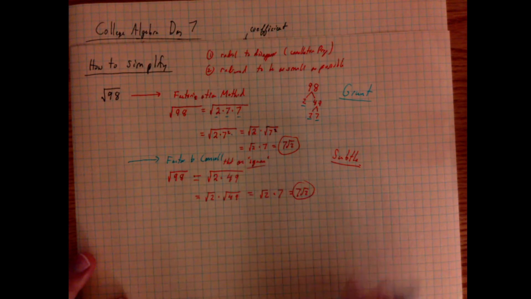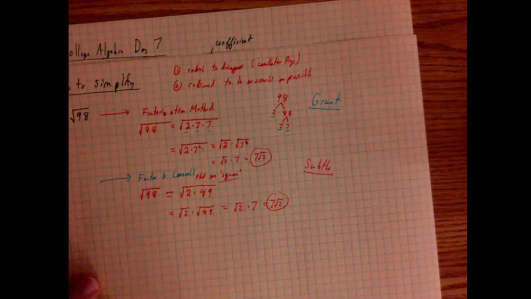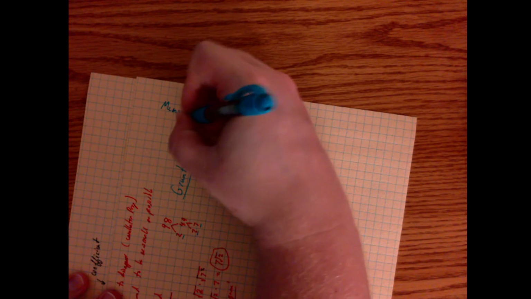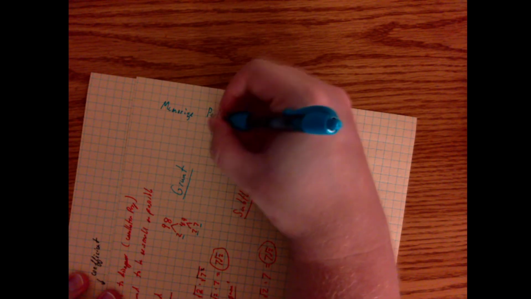But again, it takes a little bit of extra practice because you have to know your perfect squares. And so one of the things that I tell people, if you want to do radicals better, one of the best things I can tell you is memorize perfect squares.